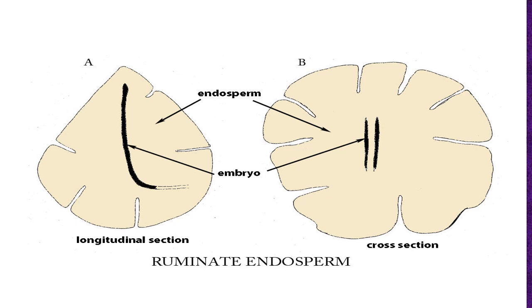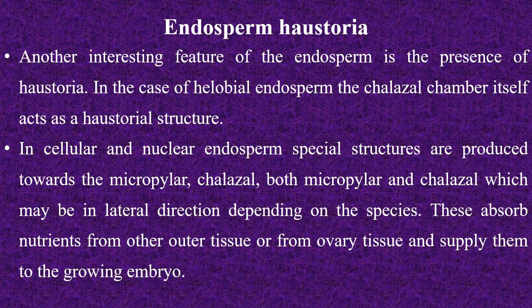This is the structure of ruminate endosperm. This is the cross section and longitudinal section.